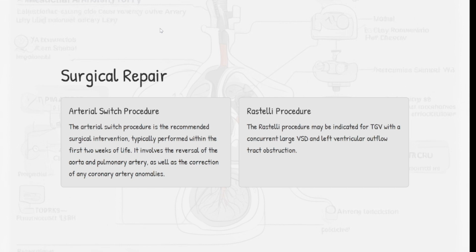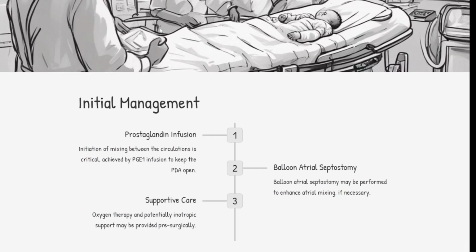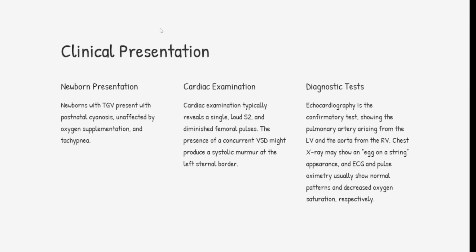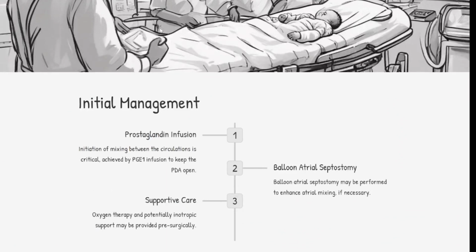Treatment, initial management: initiation of mixing between the circulations is critical, achieved by PGE1 infusion to keep the PDA open and potentially balloon atrial septostomy to enhance atrial mixing. Surgical repair: the arterial switch procedure is recommended within the first 2 weeks of life, involving the reversal of the aorta and pulmonary artery and correction of any coronary artery anomalies. The Rastelli procedure may be indicated for TGV with concurrent large VSD and LV outflow tract obstruction.